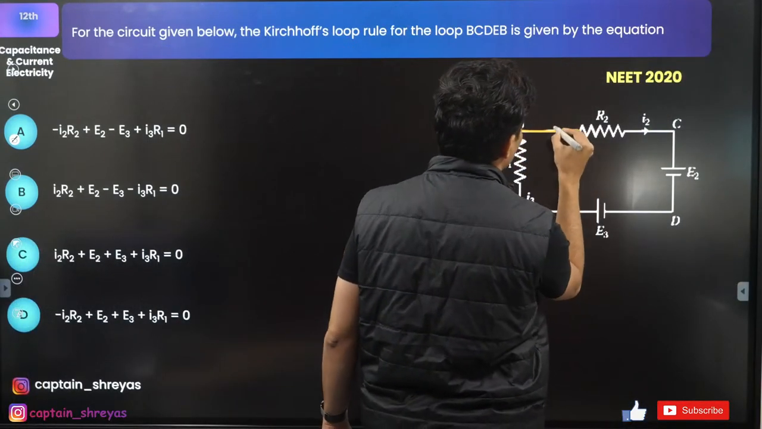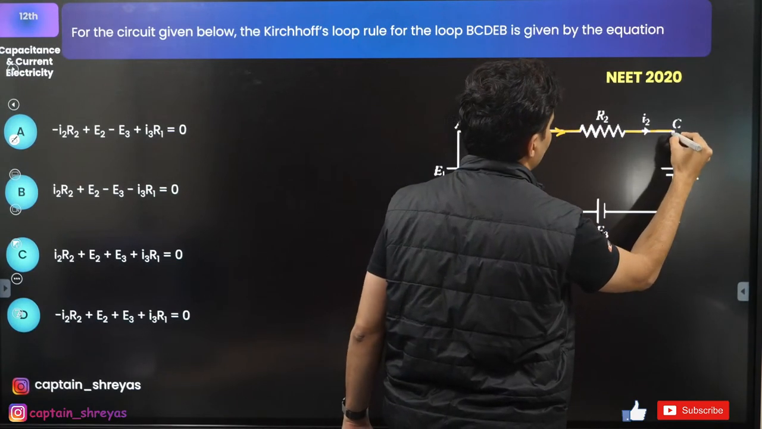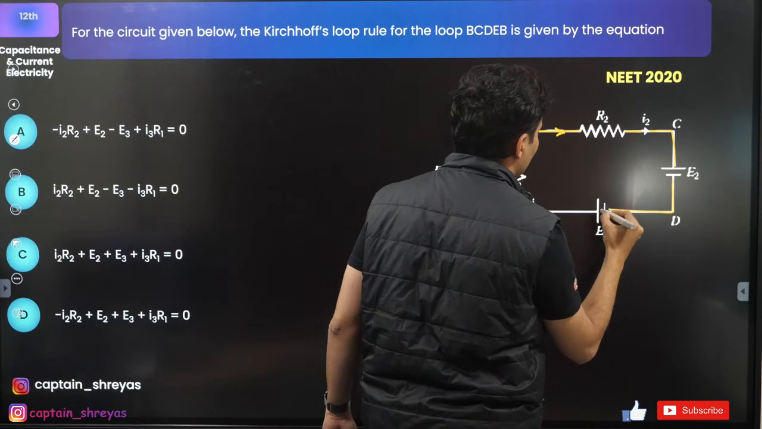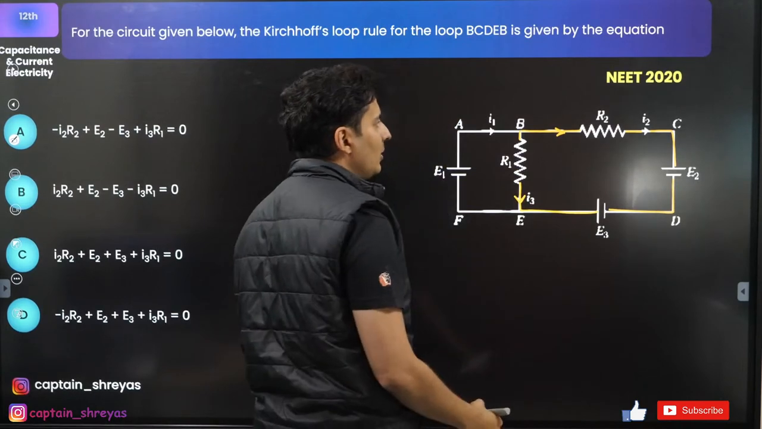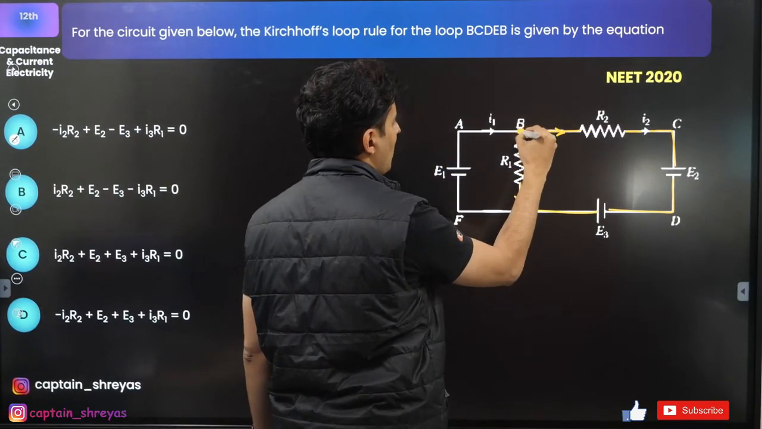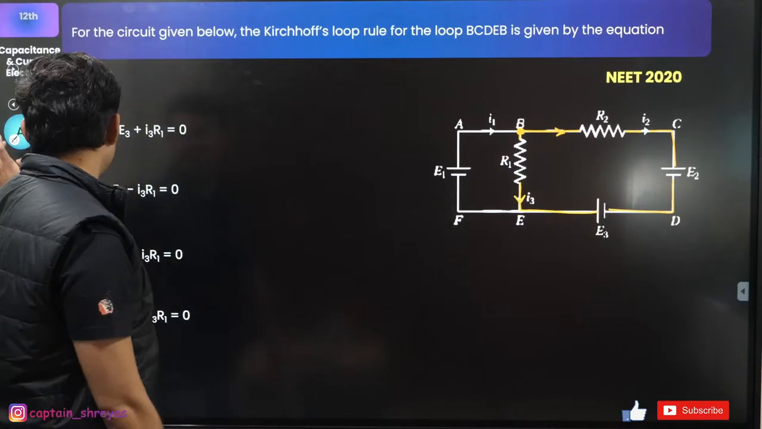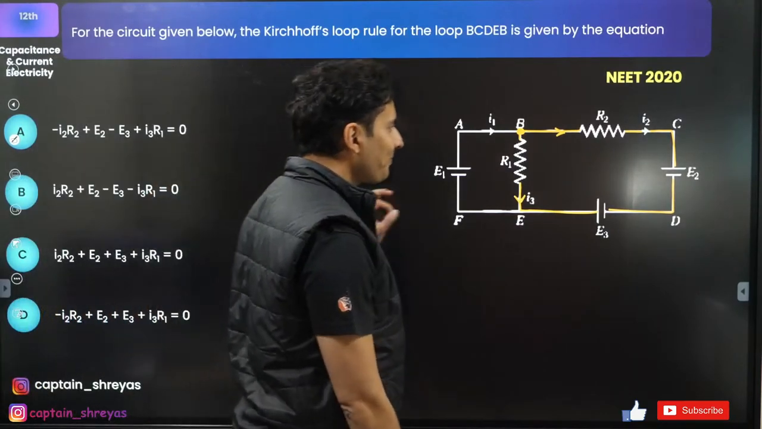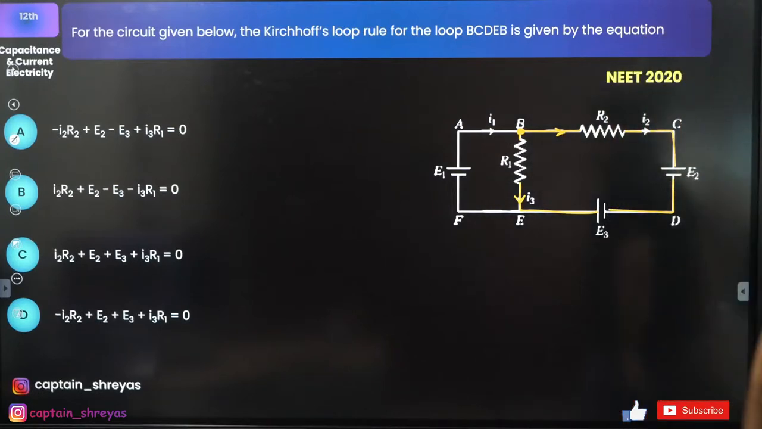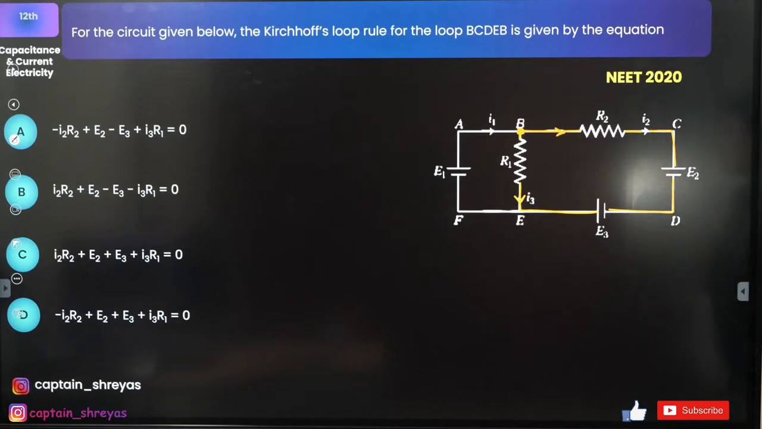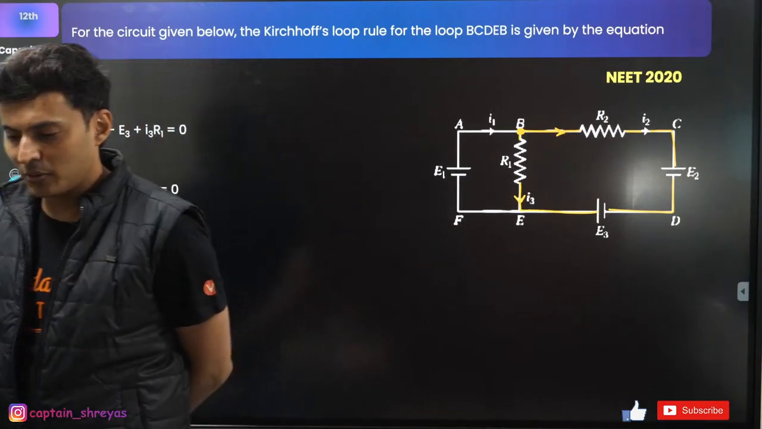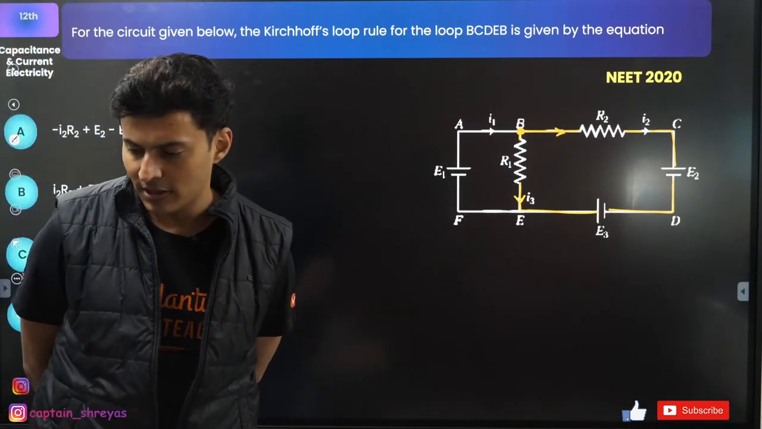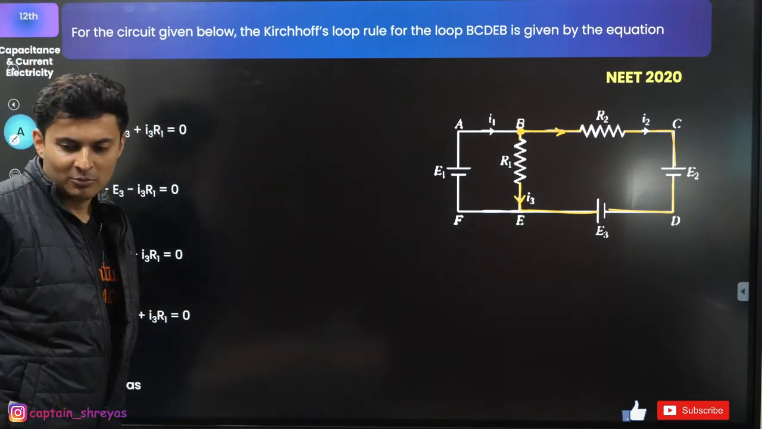Current is going like this, like this, like this. Current is going here, coming back. So this is the loop. Start from this point and come back to that same point. See what is the equation that will match. Come on, figure this out. Some of you are saying B. Says Saurya Sharma, B. I don't know, we'll figure it out.